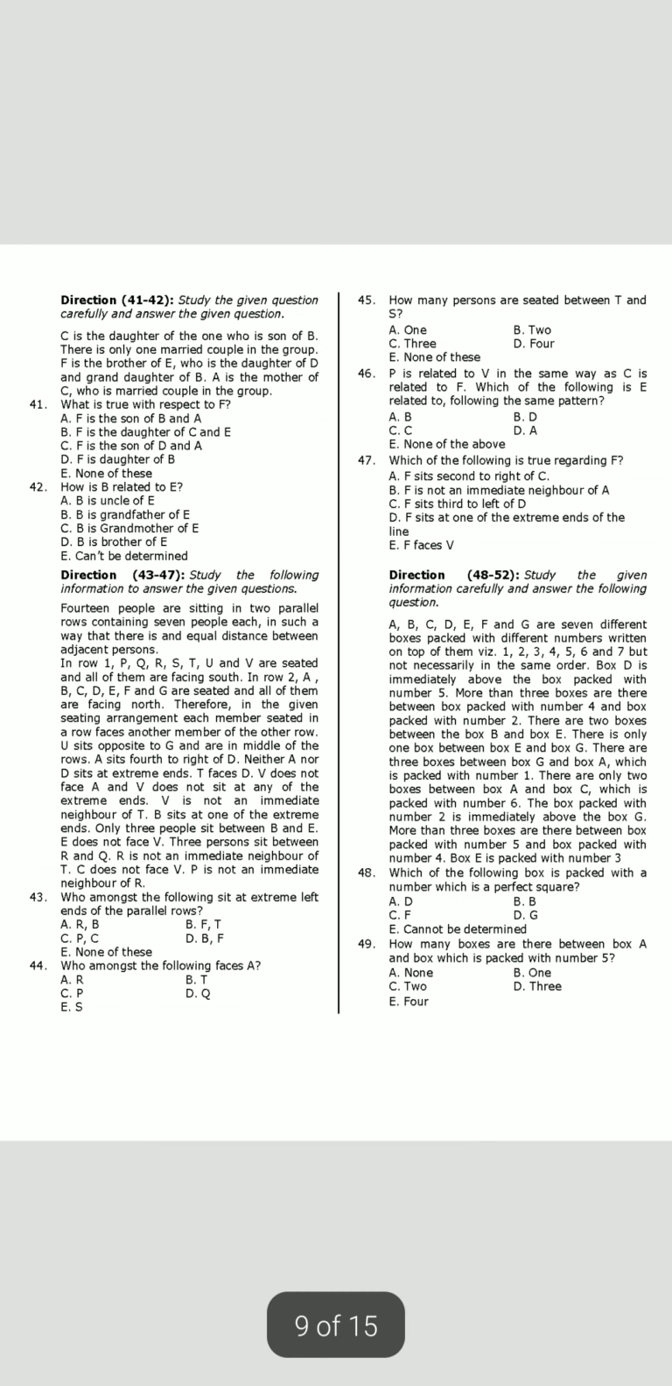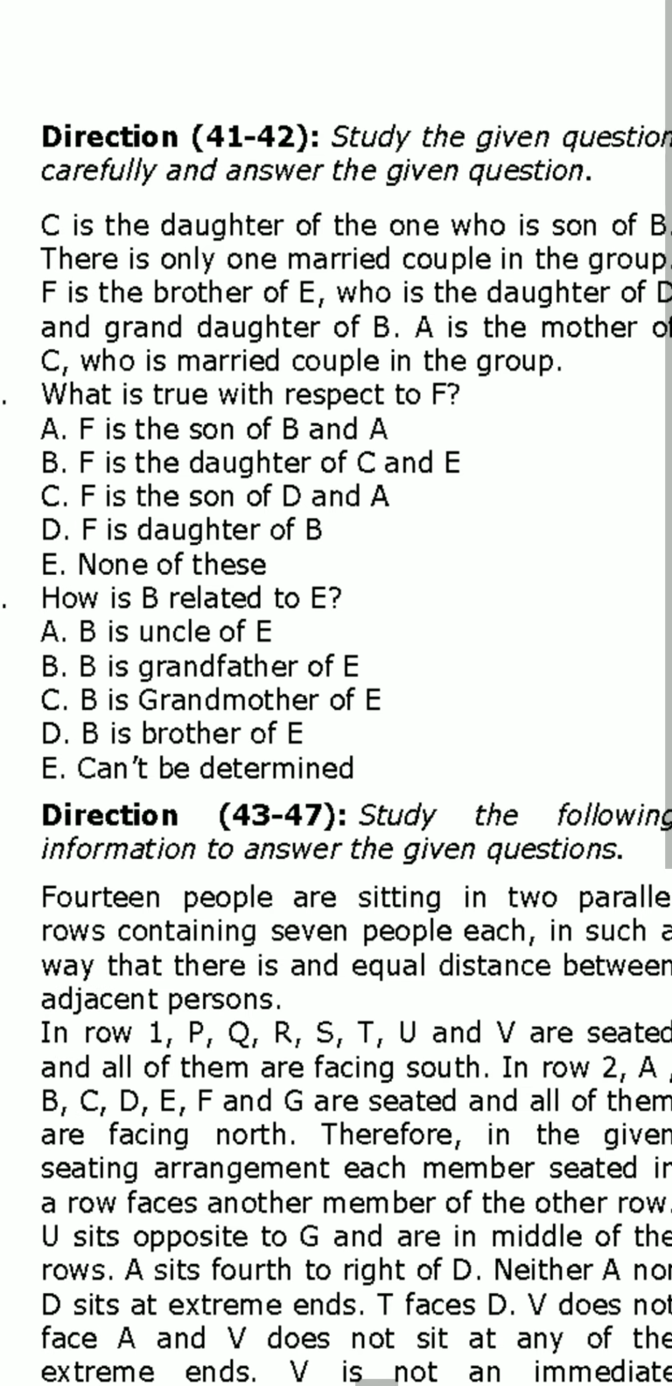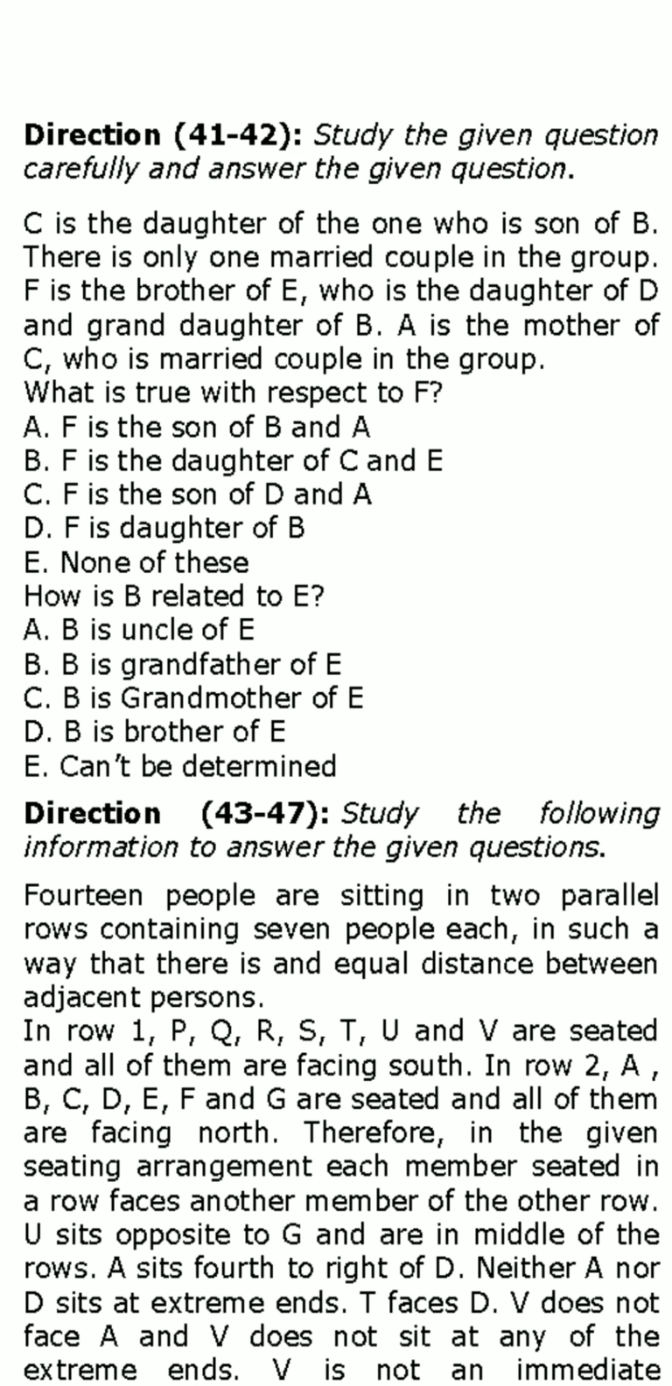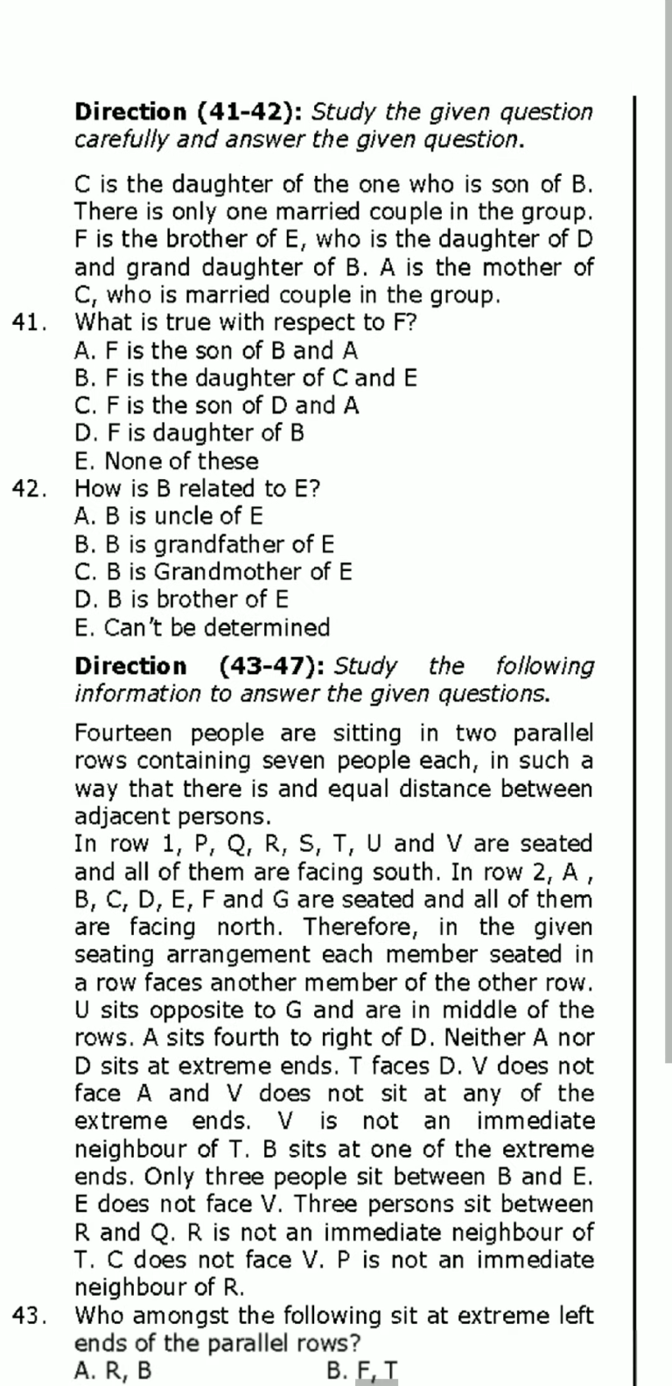Let me go to next type of questions, 41 to 42. If you see, this is based on the family relations. Study the given question carefully and answer the given question. C is the daughter of the one who is son of B. There is only one married couple in the group. Okay, so it is a logical reasoning question related to the relations, family relations. Okay, now 43 to 47.